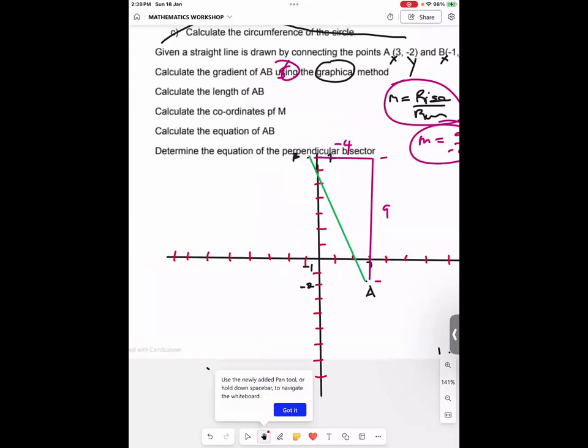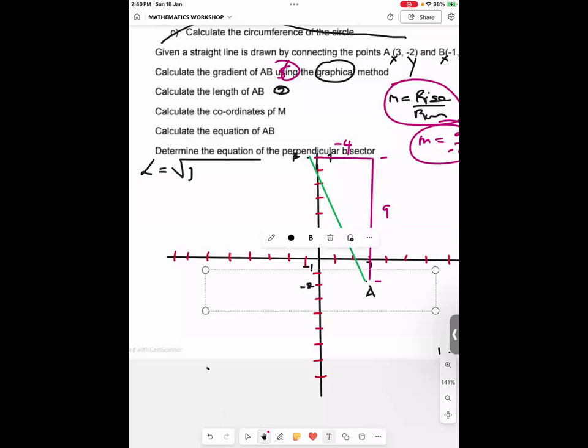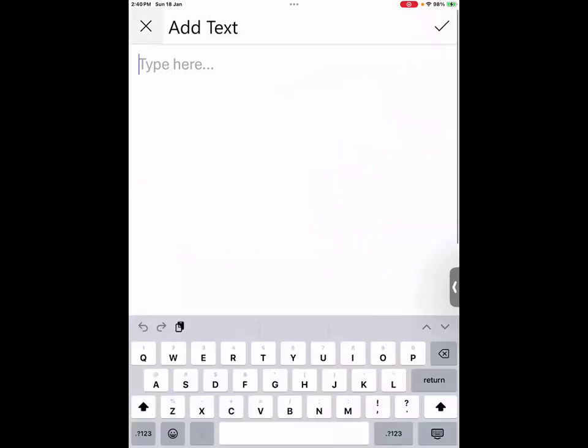Calculate the length of AB. So this requires a formula, right? If you're on the graph, you can use your ruler and measure it, but I don't think they're going to appreciate you using a ruler if it's 2 marks. I'm assuming that if the question is worth 2 points, they're expecting to see you apply the formula. So we're going to need to grab a formula for this. Length of line is equal to the root of y2.